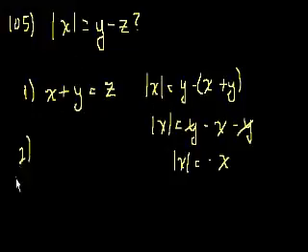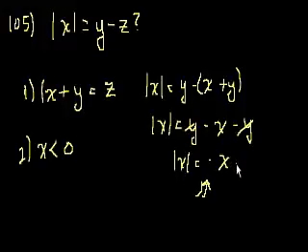Statement 2 tells us, well, there you go. Statement 2 tells us that x is less than 0. So x is definitely a negative number, and if you put any negative number into this, which we got from this condition and this condition, you know this is true for any negative number, right? The absolute value of any negative number is the opposite of that number. So you need both of these statements.